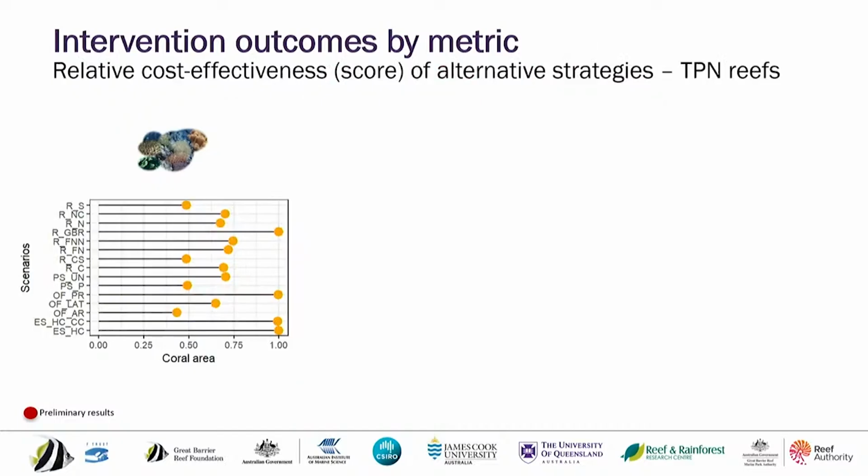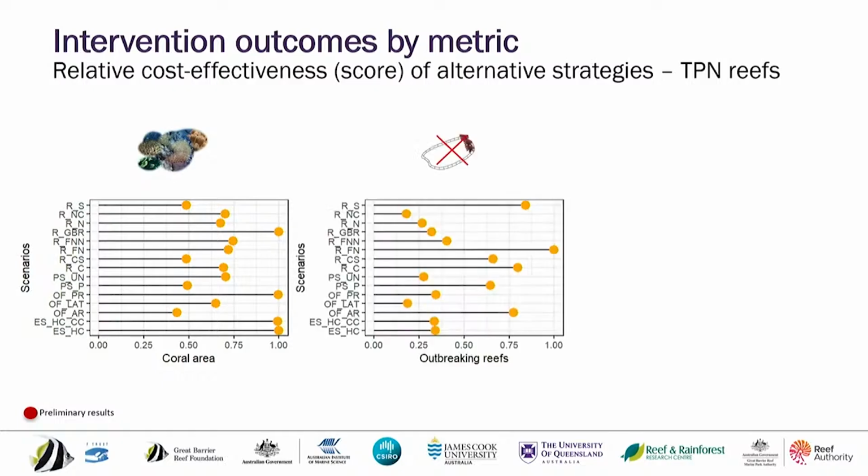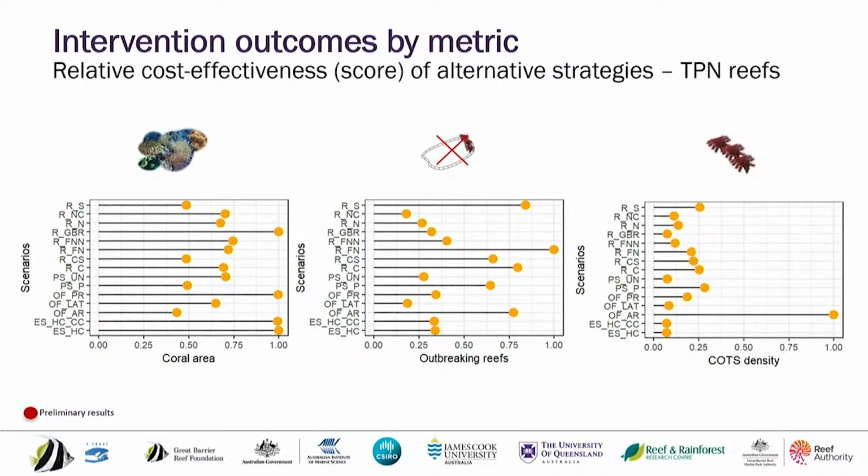So now we can also have a look at relative cost effectiveness scores. So here we're basically setting the best strategy to 1 and then can see the percentage of performance across the other strategies. So for example, the regional central-south strategy only produces 50% of what the GBR-wide strategy would produce. And we can do the same for maximizing against outbreaking reefs avoided and CoTS density. So we get very different results.